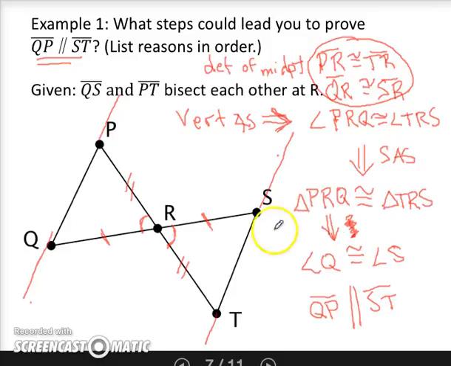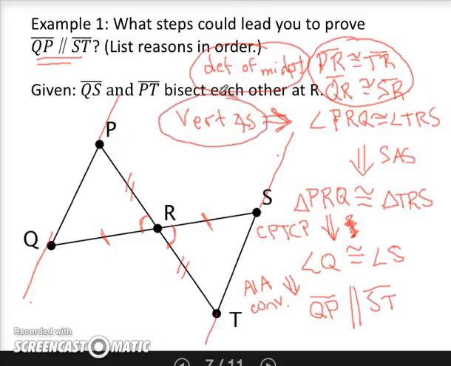Then I had CPCTC, and then I had, on this step, alternate interior angles converse. So listing the steps that could lead me to this proof would be the definition of a midpoint, vertical angles are congruent, the SAS congruency postulate, CPCTC, and finally the AIA converse. Those would be the steps that I used to prove QP was parallel to ST.